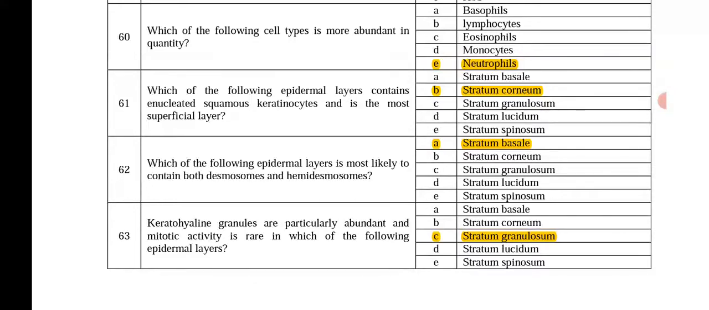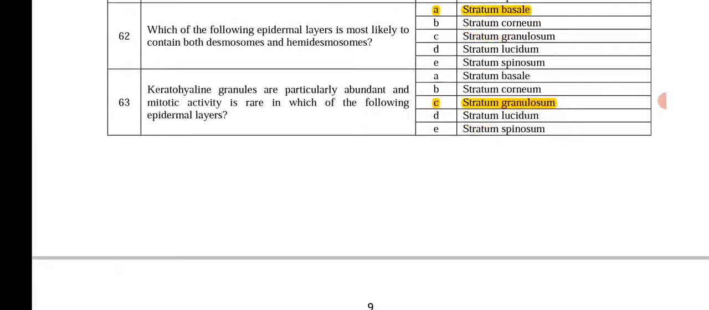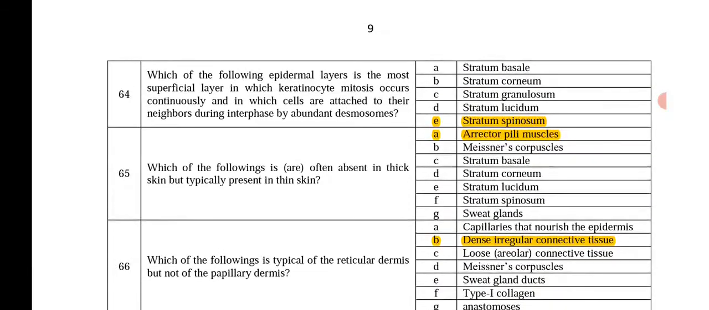Stratum basale. Keratohyalin granules are particularly abundant and mitotic activity is rare in which of the following epidermal layers? Stratum granulosum. Which of the following epidermal layers is the most superficial layer in which keratinocyte mitosis occurs continuously and in which cells are attached to their neighbors during interphase by abundant desmosomes?